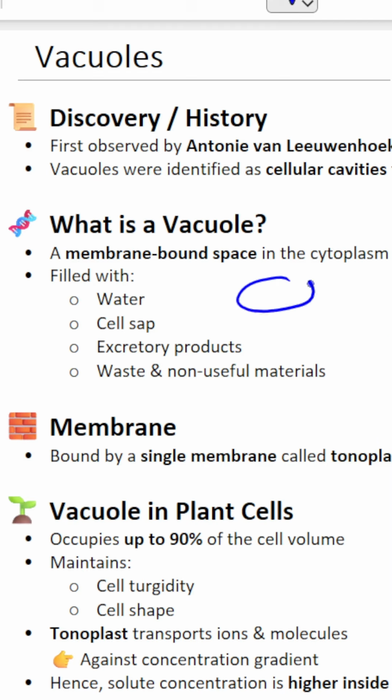They are the cellular cavities. Suppose this is the vacuole present. Inside the cellular cavities, we find fluids present. So these are cellular cavities filled with fluids. And normally we find the vacuole membrane is a single membrane. It is a single membrane structure.